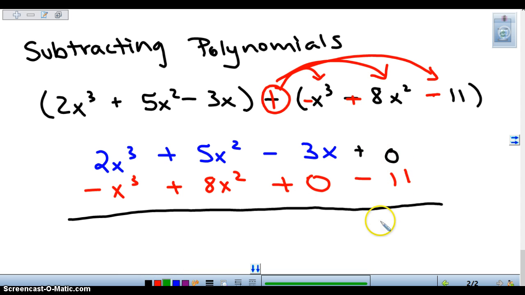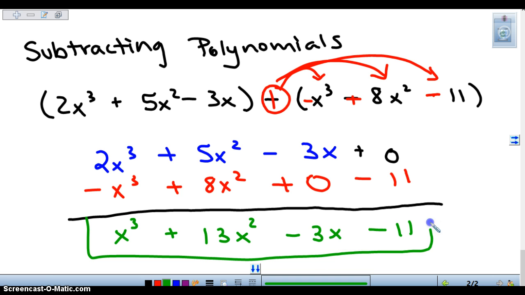So 0 plus negative 11, negative 11. Negative 3x plus 0, negative 3x. 5x squared plus 8x squared, 13x squared. 2x cubed plus negative x cubed, x cubed. Is my answer already in standard form? Yes.